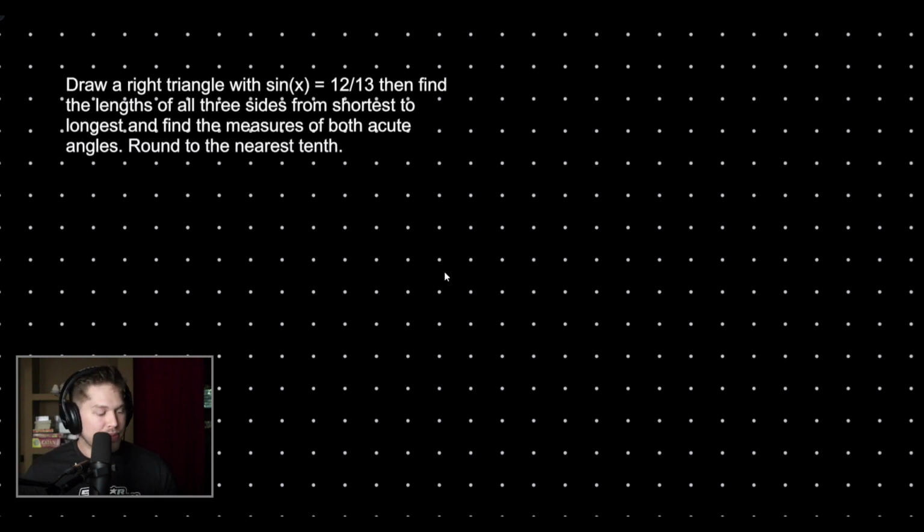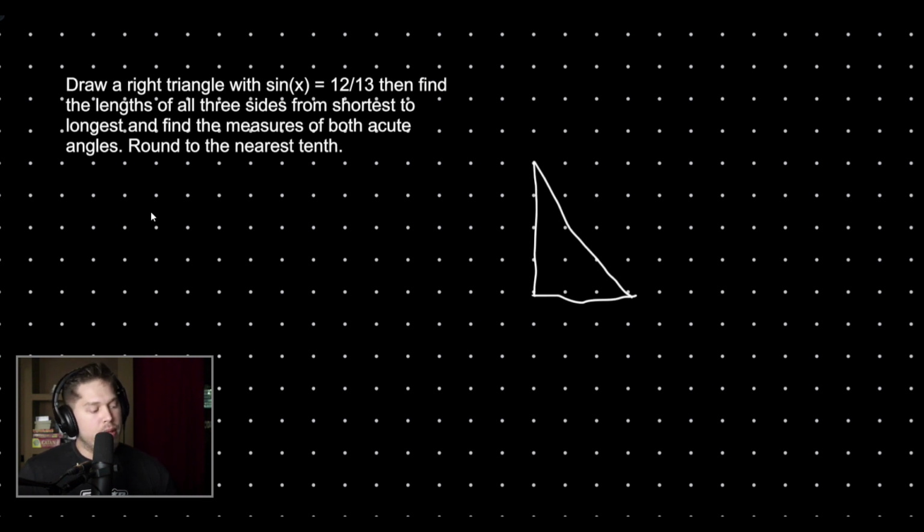So for this first one, draw a right triangle with sine of x equal to 12 over 13, then find the lengths of all three sides from shortest to longest, and find the measures of both acute angles, rounded to the nearest tenth. Okay, so let's draw a right triangle. And how can sine be equal to 12 over 13?